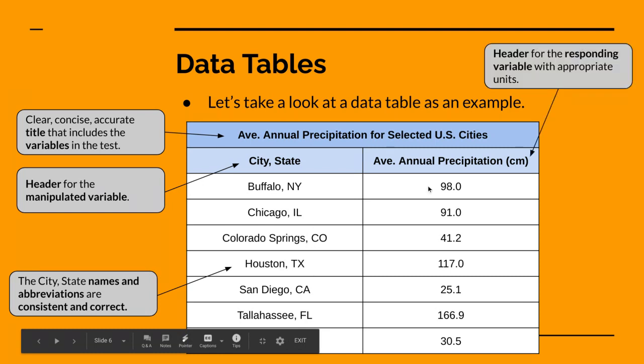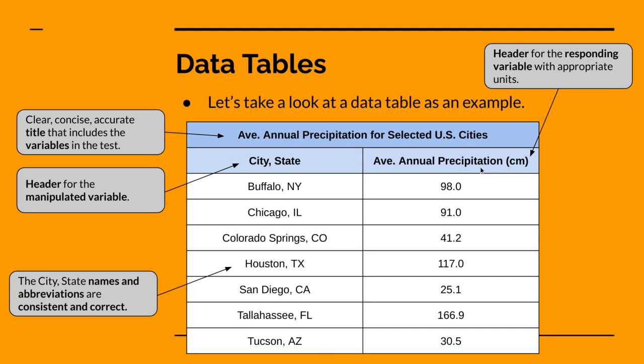Okay. So then here's the header for our responding variable. And this is the indication here, our units. So we have average, again the proper abbreviation, average annual precipitation, and we also have units. We measured these in centimeters, so we put those units off to the side in parentheses, so that the reader, or us, the tester, understands that this was measured in centimeters, by basically sticking a cup outside and seeing how much rain falls in it, more or less.